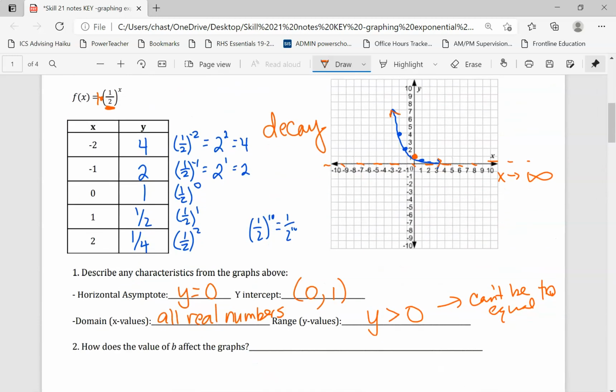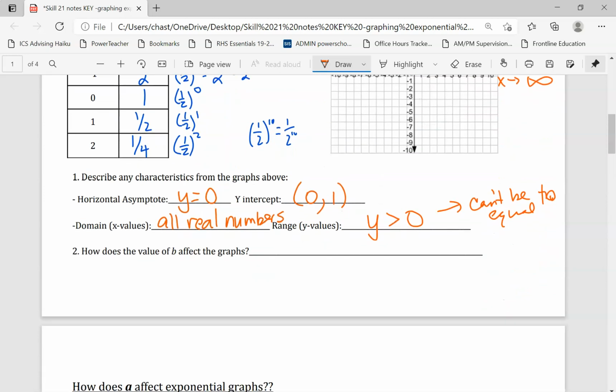So in each of these, the b value, how does that affect the graph? When b was 2, the graph grew. It turns out that any time that the b value is greater than 1, the graph is growth. And we'll talk a lot more about this in the next lesson.